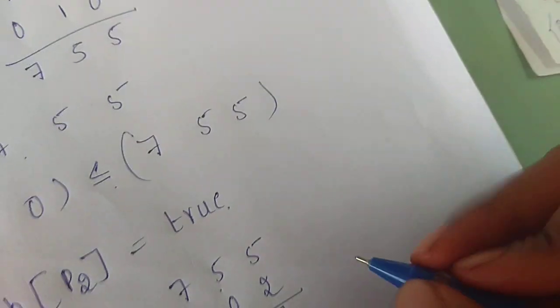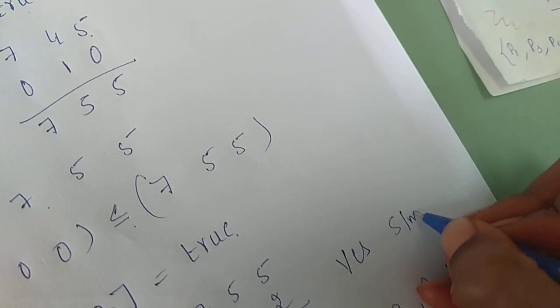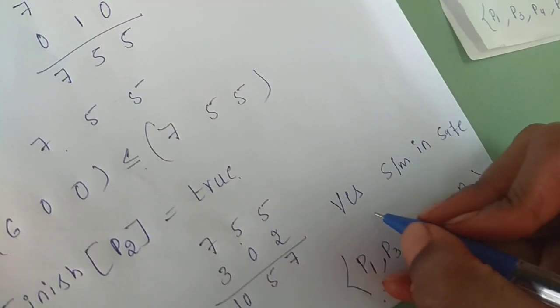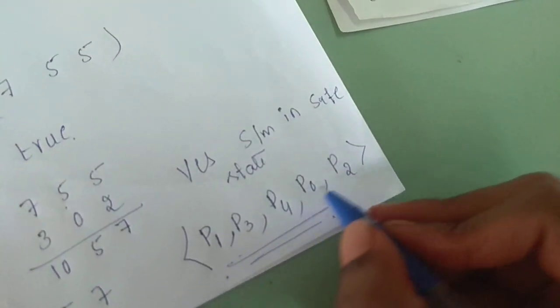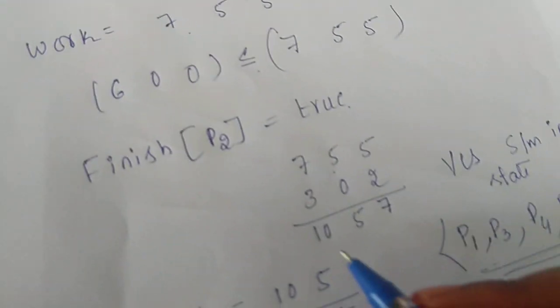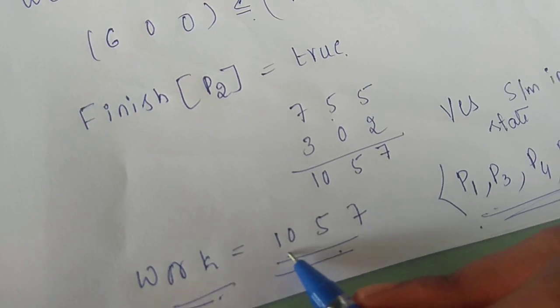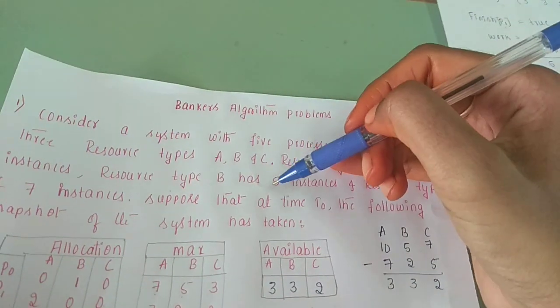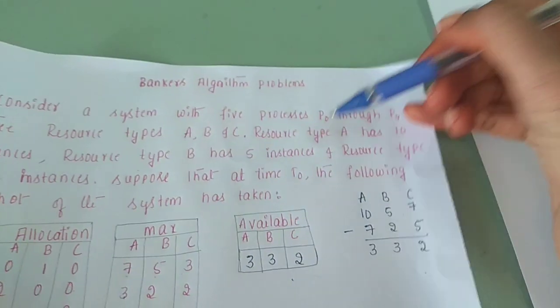Okay, you can write: yes, system is in safe state. And the safe sequence is P1, P3, P4, P0, P2. Okay, this is your answer. And you can cross verify: the last resource you updated, 10, 5, 7, should match with the resource given in the question, 10, 5, 7. Okay, so it gives you the clarity that the problem is correct.